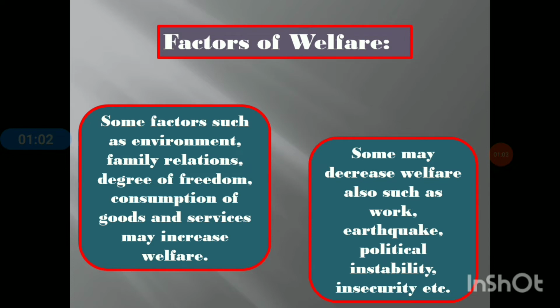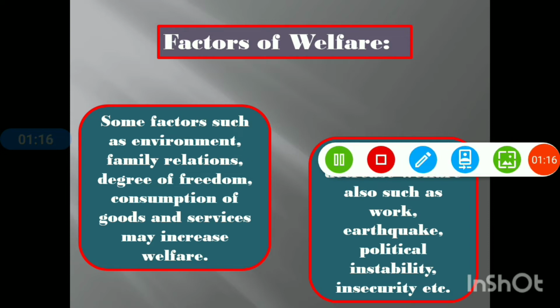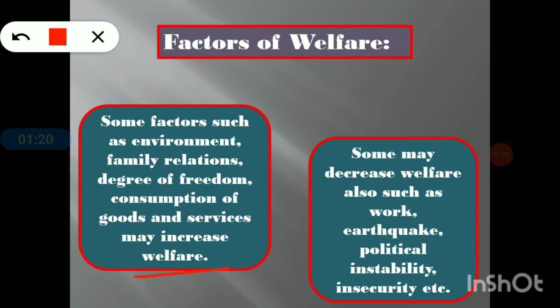So here we can see some factors of welfare. Okay, so some factors such as environment, family relations, degree of freedom, consumption of goods and services may increase the welfare. Okay, so environment, family relation, consumption of goods and services, all are the factors of welfare, and those may increase the welfare, and some factors may decrease the welfare also, such as work, earthquake, political instability, etc. So environment, family relation, degrees of freedom, goods and services, political instability, insecurity, earthquake, all are the factors of welfare.